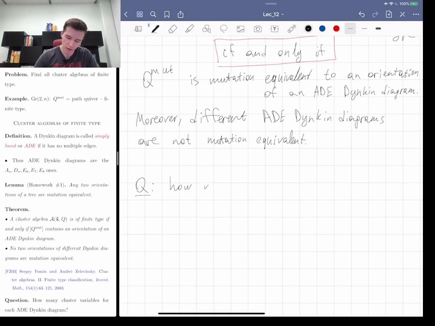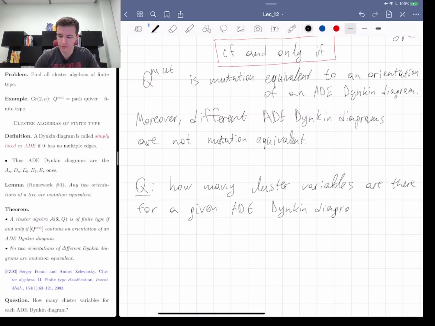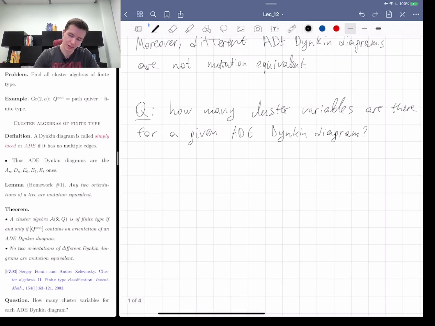How many cluster variables are there for a given ADE Dynkin diagram? There is going to be a finite number. What is this number in terms of the corresponding root system, let's say? Like what is the E6 number? And the answer is pretty beautiful. So let me show you an example.